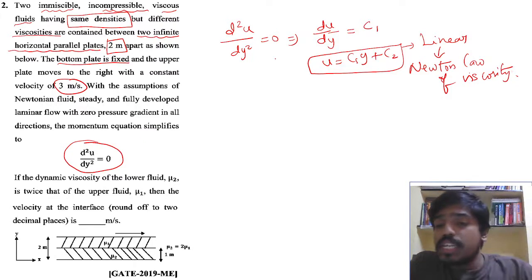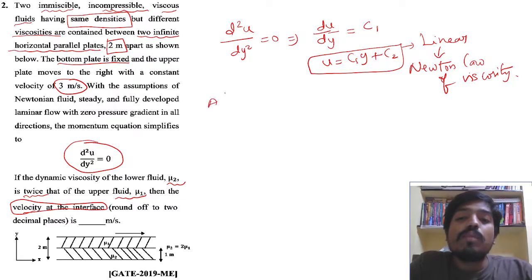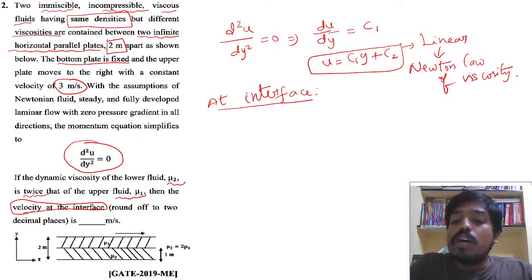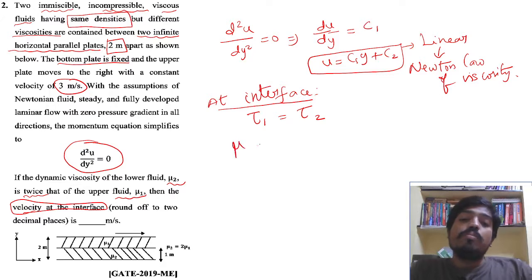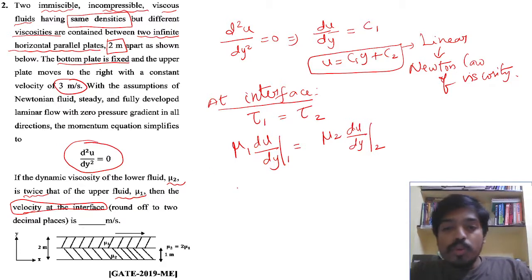Now, what they're asking: the dynamic viscosity mu2 is twice the times of mu1. Then the velocity at the interface. They are asking for the velocity at the interface. Always remember this: at the interface, shear stress on 1 is equal to shear stress on 2. What is shear stress? Mu into du by dy. So mu1 of du by dy on 1 is equal to mu2 of du by dy on 2.